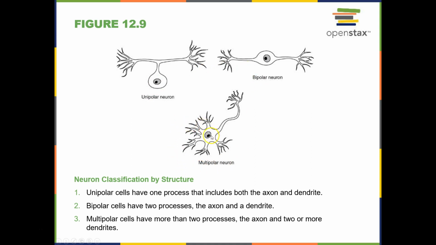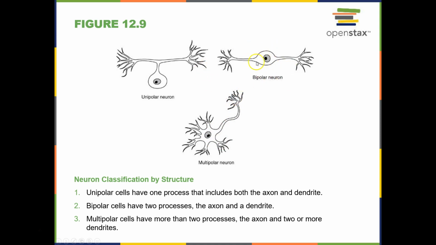Neurons can be classified structurally by the number of processes that come off the cell body. The most common type of neuron is the multipolar neuron. Most of the CNS neurons are multipolar, and a multipolar neuron has multiple poles off the cell body. So here's 1, 2, 3, 4, 5, 6 dendrites and 1 axon.